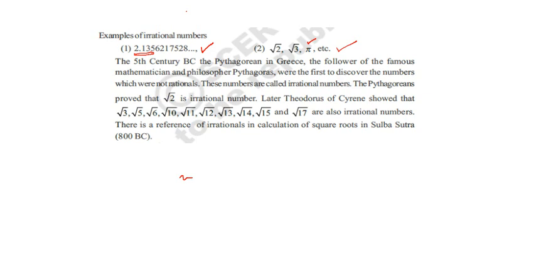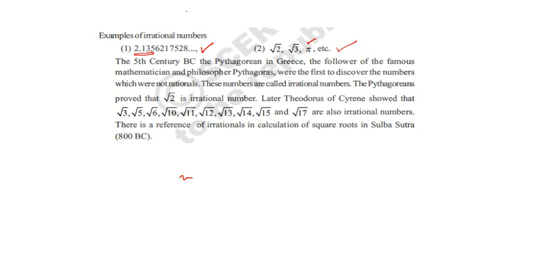Now you may observe some more examples. 2.13562175528. You may observe here there is no recurring part in the decimal part. That means it is a non-terminating, non-recurring decimal. Hence it is called an irrational number. And in the same manner root 2, root 3, pi. These are also some more examples of irrational numbers.